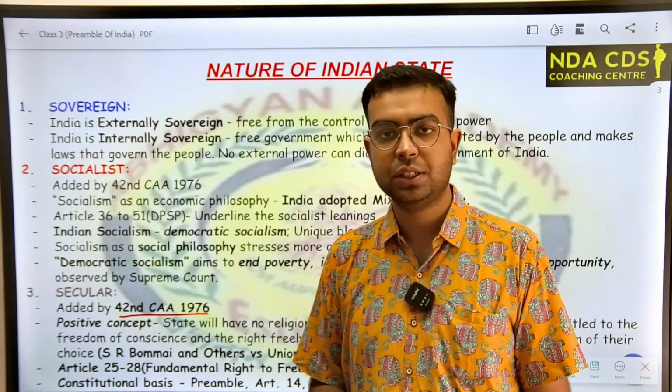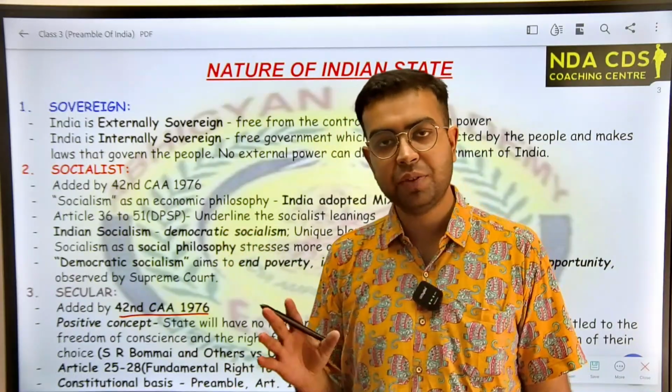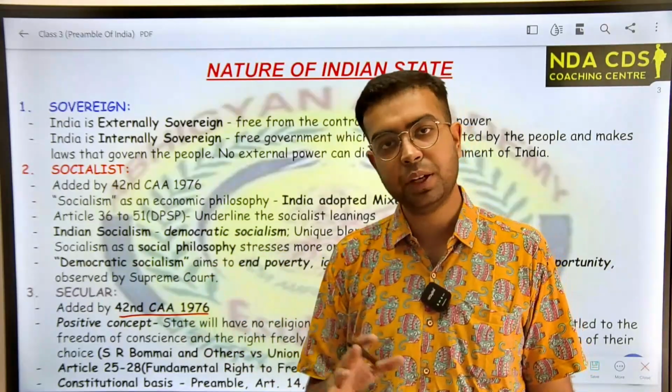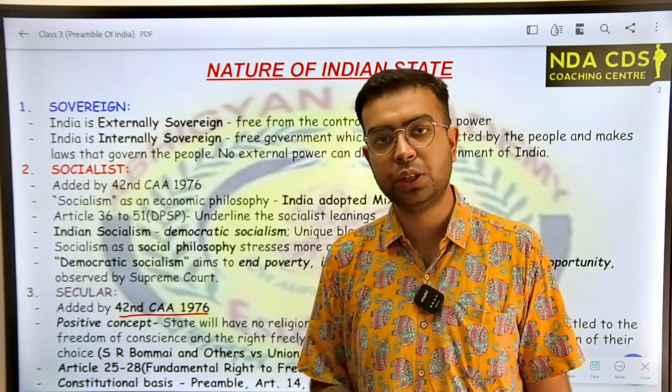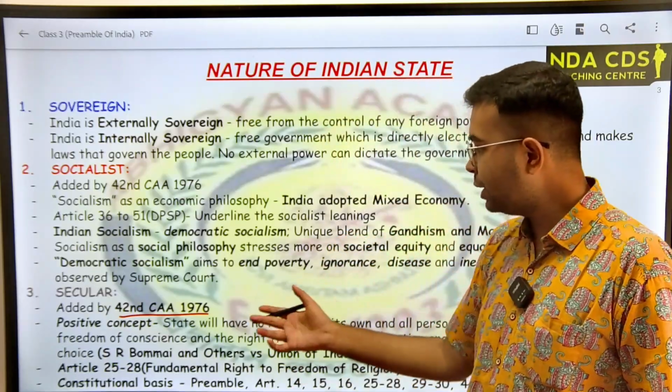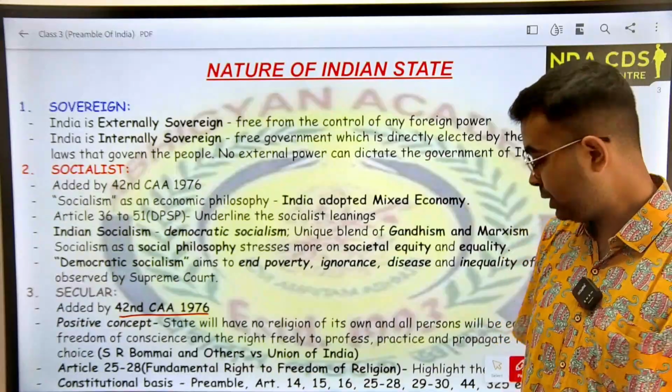discriminate based on religion. Like if two people are applying for a job, whether one is Hindu, another is Muslim, one is Christian, another is Sikh, it does not matter. Both of them will be given the equal opportunity to compete for the job. It does not matter, and all of them will be treated equally by the government.